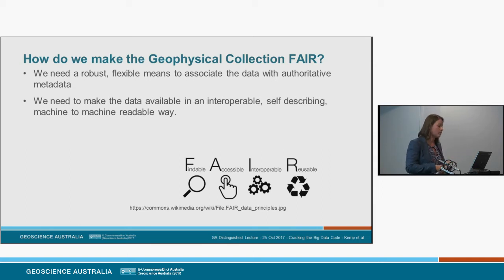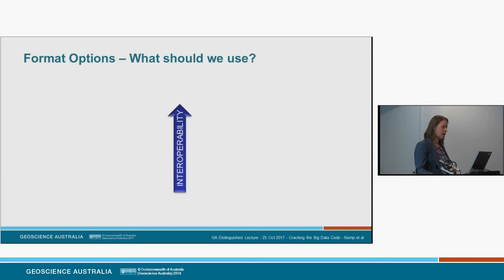So we needed a robust, flexible means to associate the data that we did know with authoritative metadata. We needed to make the data available in an interoperable, self-describing, machine-to-machine readable way. I keep saying all those buzzwords, but it's so important. And there were a few options.